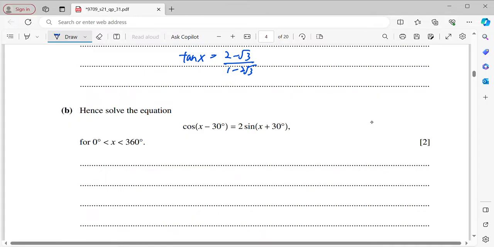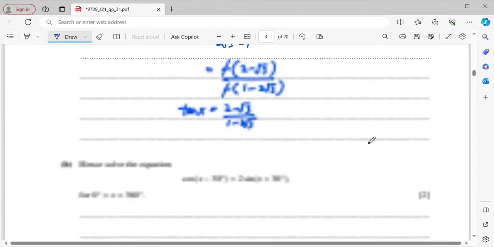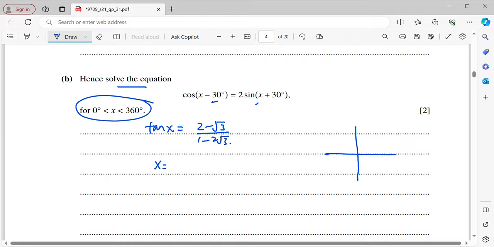Okay, now B, hence solve the equation. So this equation is the same as tangent x because it's already mentioned here. It means that we need to solve the tangent x. So I will just write tangent x equals 2 minus square root 3 over 1 minus 2 square root 3. And now it's given the x is between 0 and 360 degrees. So now your x is going to be, just refer to the quadrant.